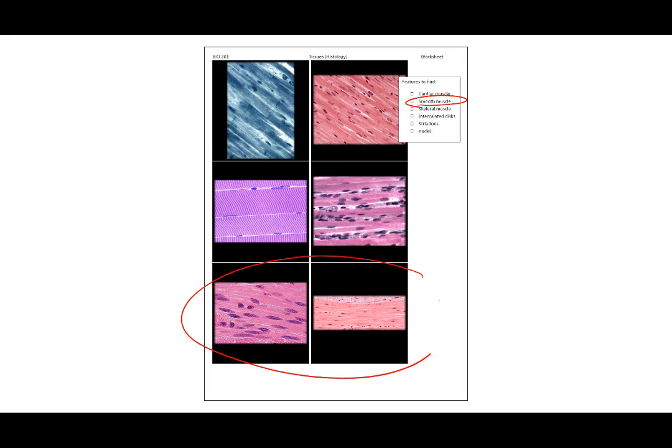Smooth muscle is located here at the bottom. The one on the right is more of a zoomed out view, where the one on the left we can see is more of a close-up view, where we can see the cells a little more clearly.